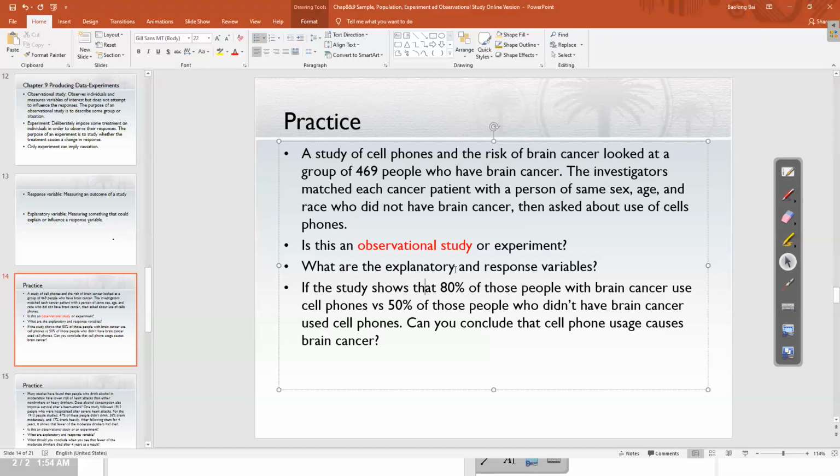What are the explanatory variable and the response variable? When you read through the question, you can see there are different pieces of information being collected. One thing is use of cell phones, right? That's a variable, yes or no. And the other thing they measure is whether they have brain cancer or not, yes or no, right? In that case, which one is the explanatory variable? Which one is the response variable?